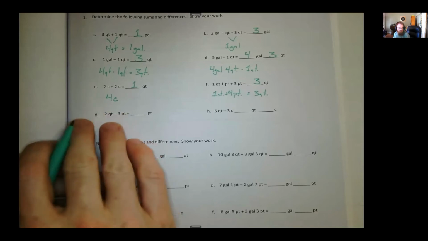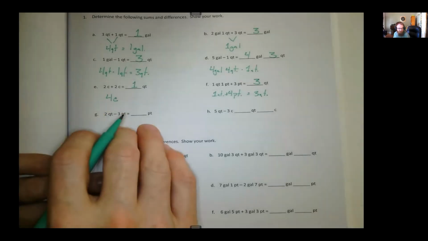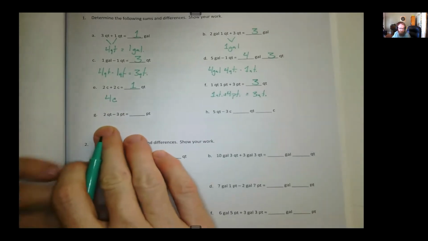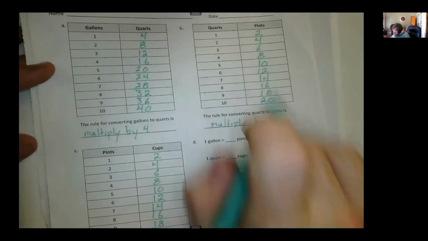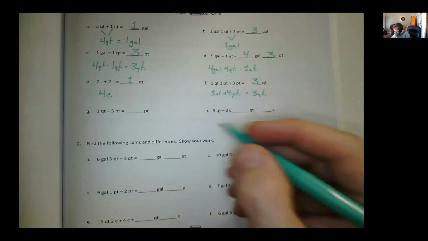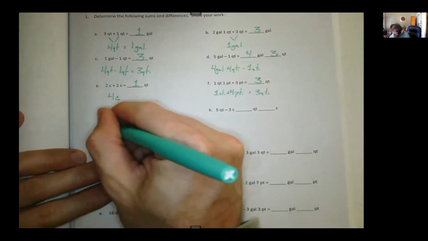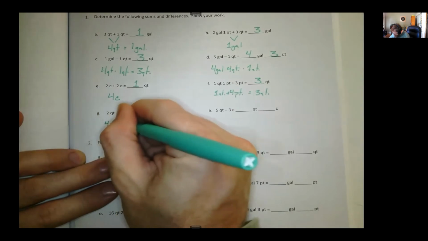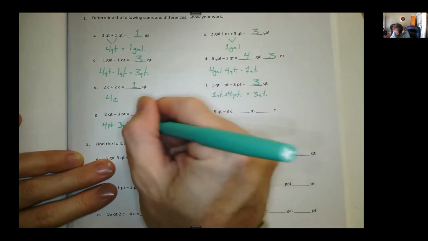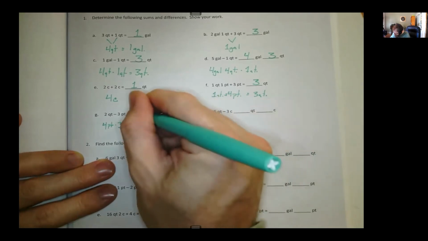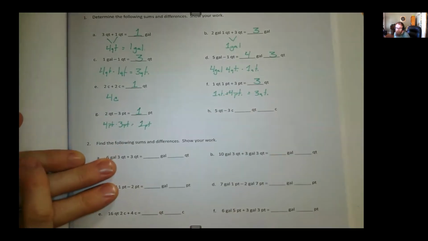2 quarts minus 3 pints. I'm looking at letter G now. In pints. All right, so how many pints are in 2 quarts? And let's rewrite our problem that way. In 2 quarts, we have 4 pints. So this is 4 pints minus 3 pints. Obviously, 4 minus 3 will leave us with 1. 1 pint.